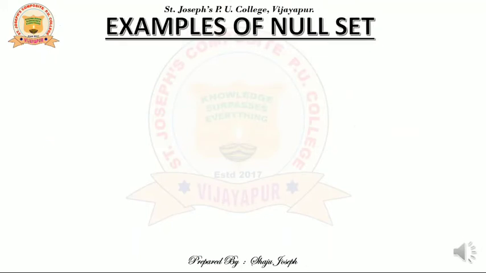Examples of null set. Let us see which type of sets can be called null sets. First of all, a set is a well-defined collection, we said. Then there is a confusion: if a set does not contain any element, how can we call it a set?